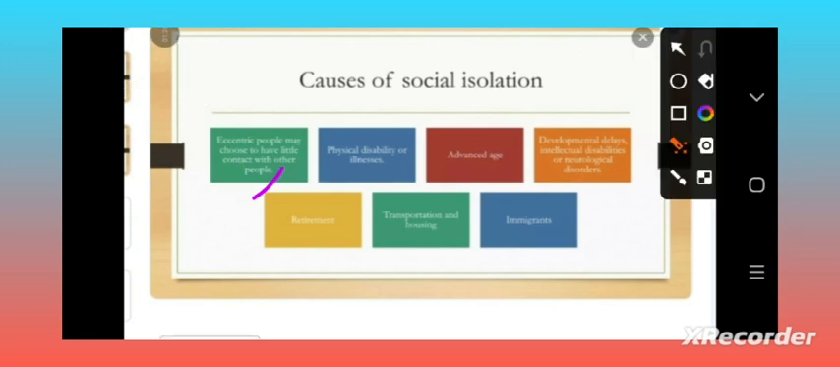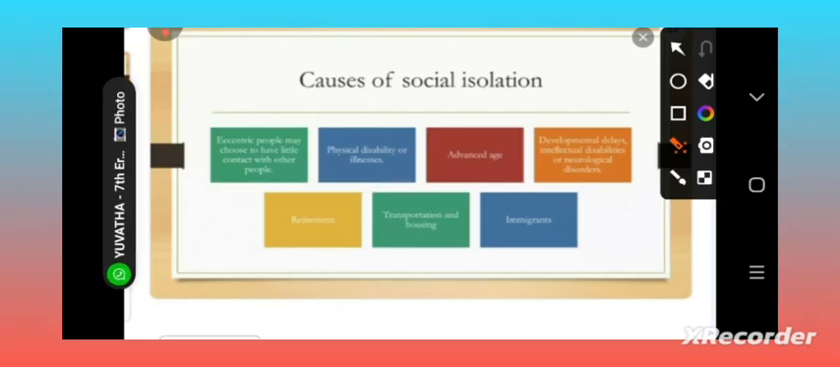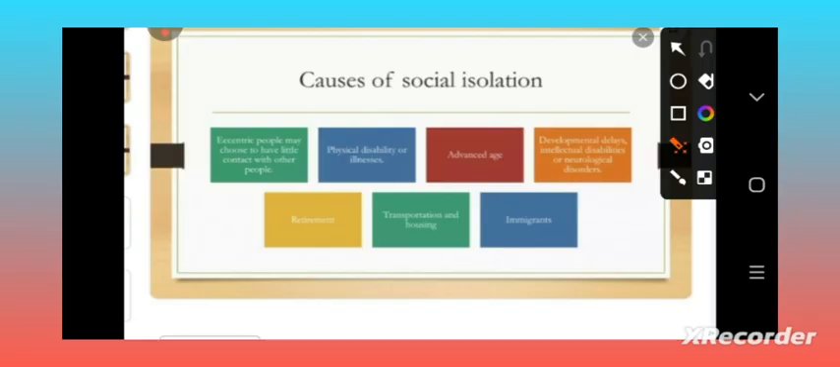Eccentric people: people who have personality traits or habits that make it difficult for them to maintain contact with others. Physical disability or illness: conditions that restrict a person's mobility or ability to engage in social activities. Advanced age: older individuals may experience loss of partners, friends, and family, or reduced mobility.